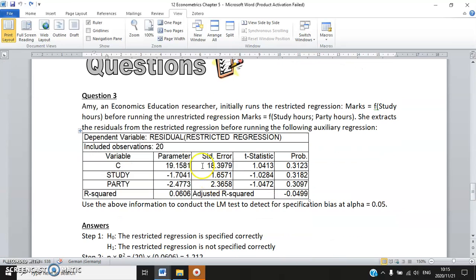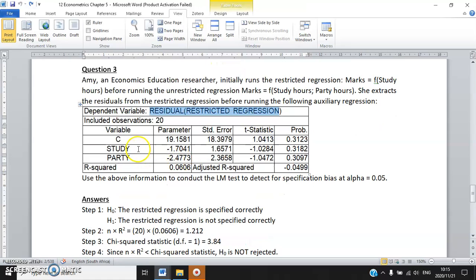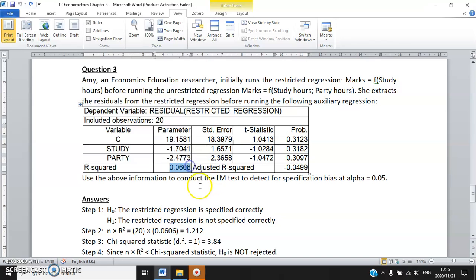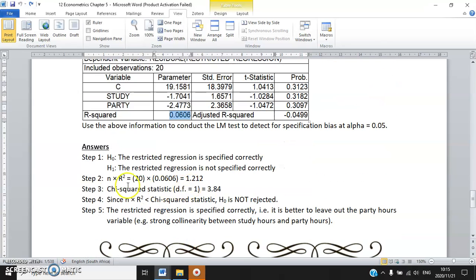So let's do 2 questions. The first one, this is the restricted regression. I only include study hours, but I exclude party hours. So there's 1 restriction. And then the unrestricted regression is marks explained by study hours and party hours. Then for the restricted regression, after running it, I extract the residuals and then I run this auxiliary regression. Residual from the restricted regression is a function of all the explanatory variables from the unrestricted regression. And this is the R squared. Then I can do the LM test.